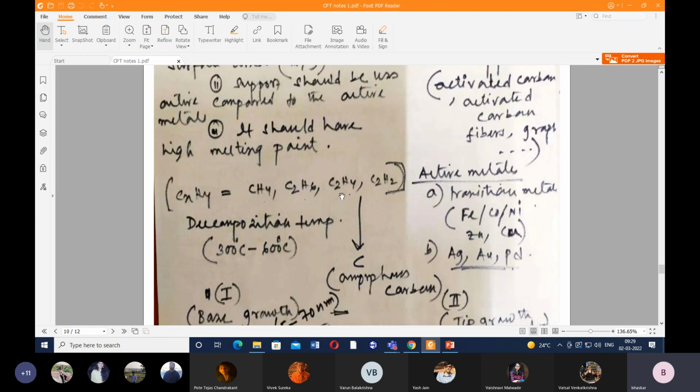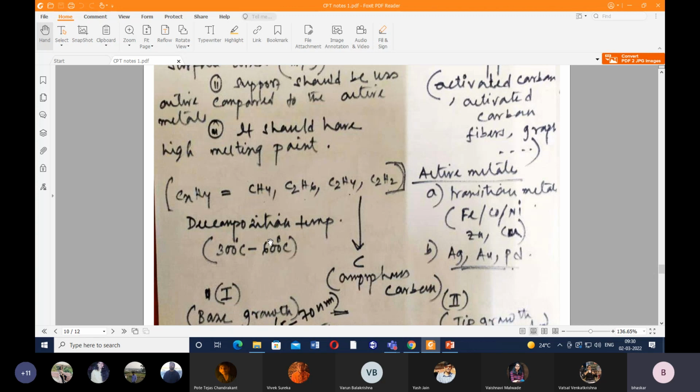So what could be the typical decomposition temperature? Typical decomposition temperature would be around 300 to 600 degrees Celsius. However, this will depend on the type of active metal we use. Let's assume we are using a copper-based catalyst, where copper acts as the active metal. In such a case, the decomposition temperature would be quite low, around 350 degrees Celsius. However, if we are using an iron or nickel-based catalyst, then decomposition of CxHy will take place at around 550 to 600 degrees Celsius.